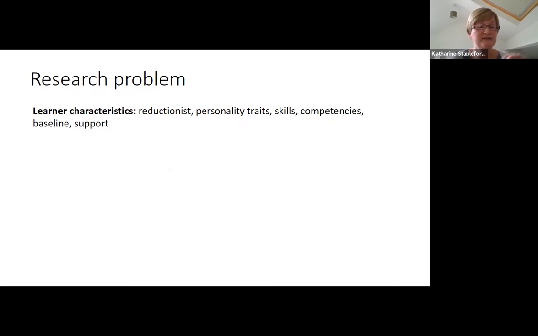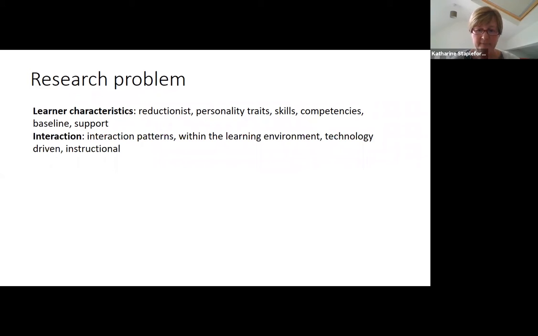And that separation has been linked to the higher dropout rate for distance learners. And so one way to bridge that separation, that divide, and counter some of the dropout is a growing interest in interaction in distance learning. And this research often looks at interaction patterns, and it often tries to quantify interaction and its impact on learning, particularly with regard to student satisfaction. And this is all within the context of the learning environment. And it tends to be often quite technology driven, so evaluating different types of communication technology in order to assess effectiveness. And it also has the agenda of identifying instructional or pedagogic strategies for maximizing interaction.